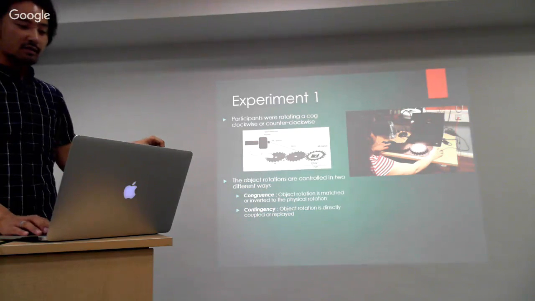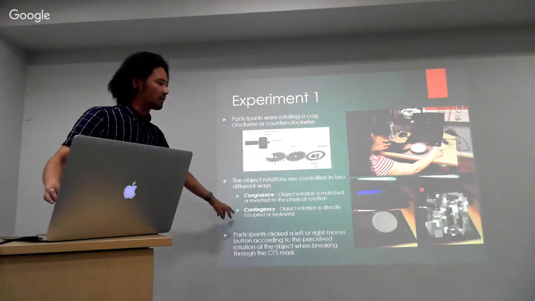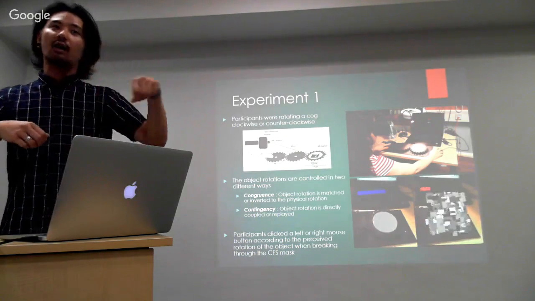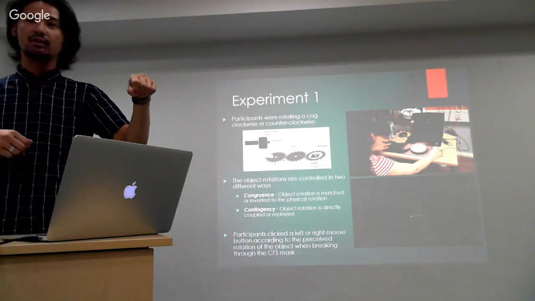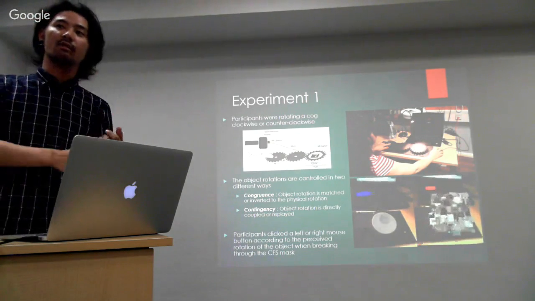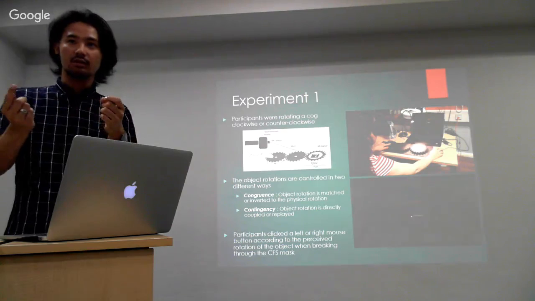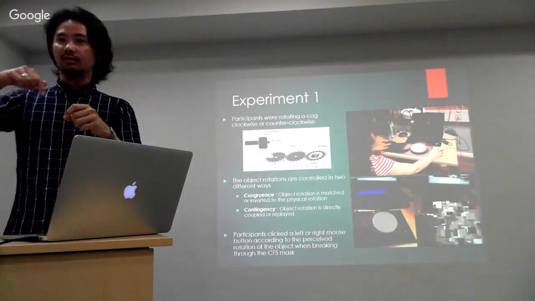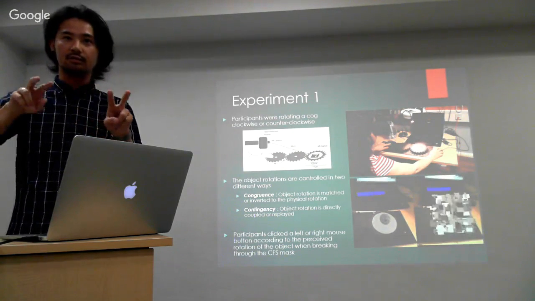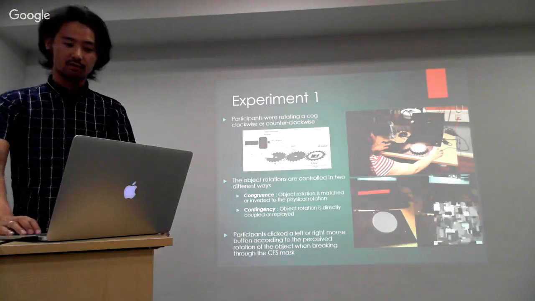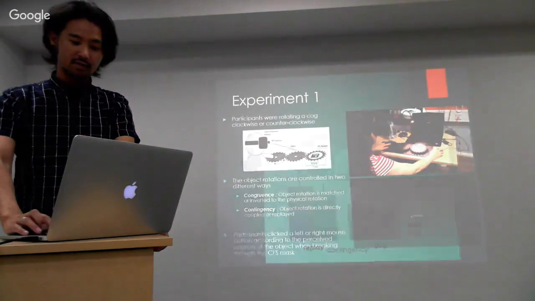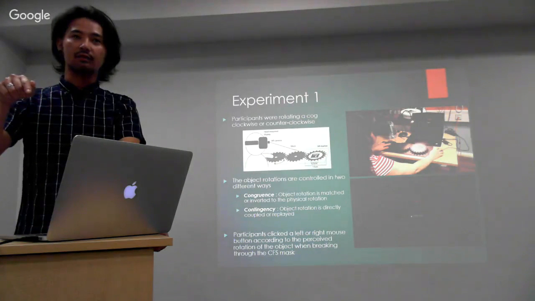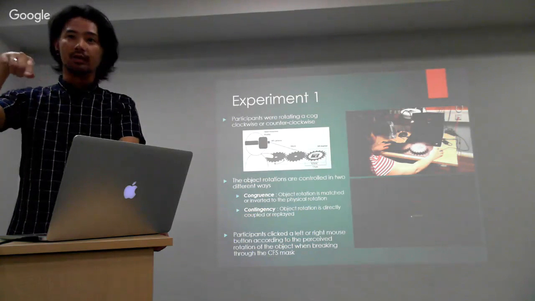And there's another condition: in addition to congruence, sometimes the object is live coupled with your movement. But in some conditions, the object movement is just replayed from a previous session. So it's not directly coupled in time, even if it's congruent or incongruent. So congruency and contingency are two different parameters. And the task is basically that people have to answer left or right for the object rotation visually.